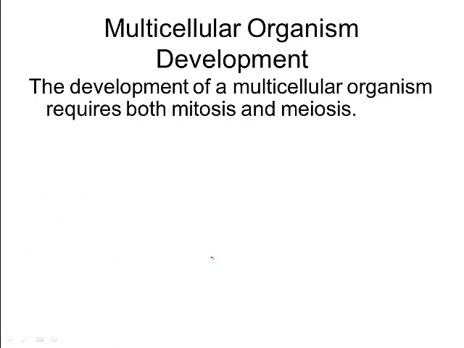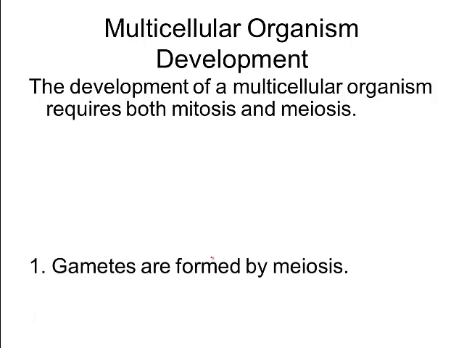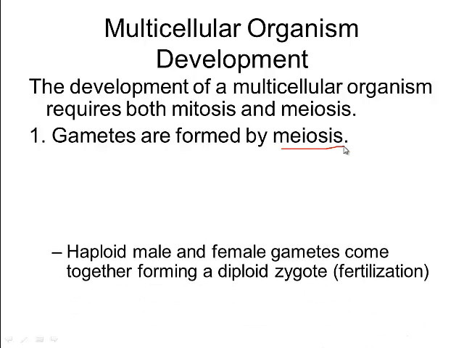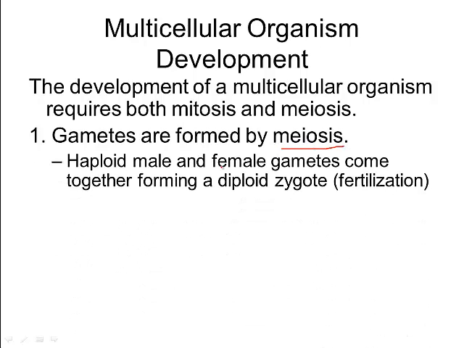All right, so we can take a look at this and just kind of go through this whole process and see how we would develop a multicellular organism. Okay, so you need both mitosis and meiosis to make a multicellular organism. The first step is the gametes are going to be made by meiosis, so we have to form the gametes first. The haploid male and female gametes, the sperm and the egg, are going to come together by the process of fertilization, and they're going to make the zygote.